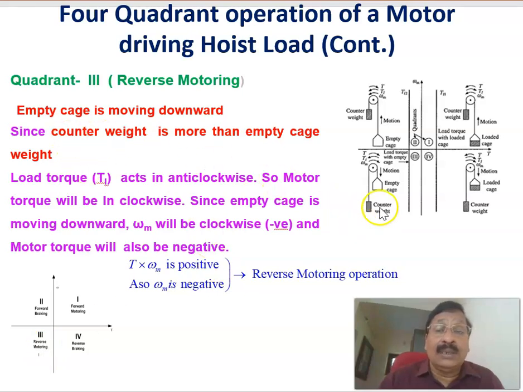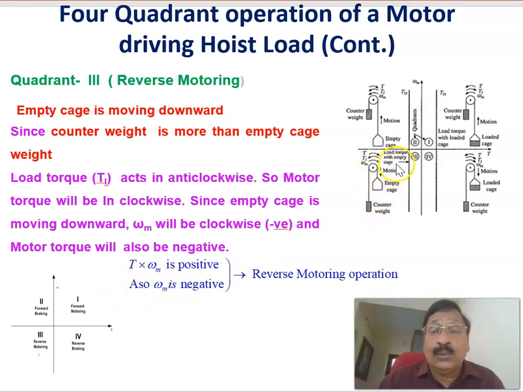Let us see that one. In that one, the unloaded cage is moving from the upper level to the lower level. Again, the counterweight is more than the unloaded cage. So since the counterweight is more than the unloaded cage, the load torque is in the anti-clockwise direction. The motor torque is always clockwise. Therefore, the motor torque is clockwise, which means torque is negative.